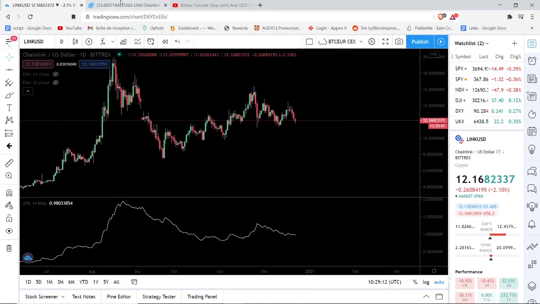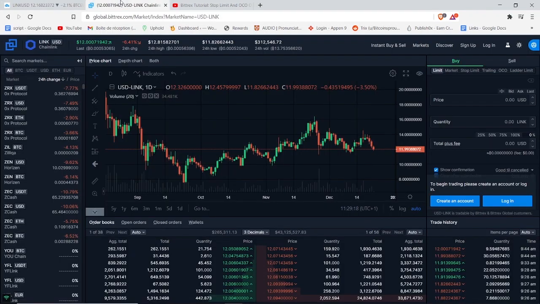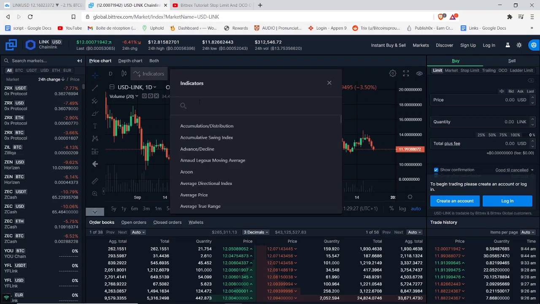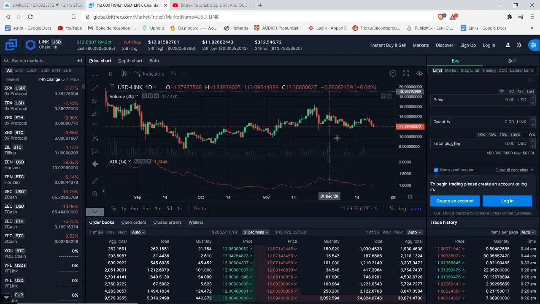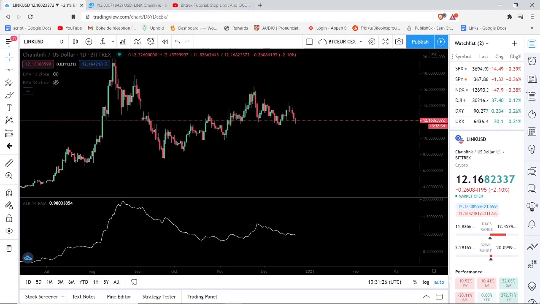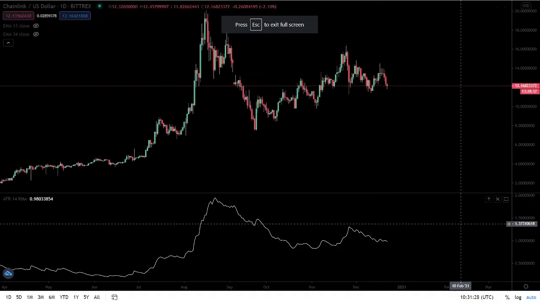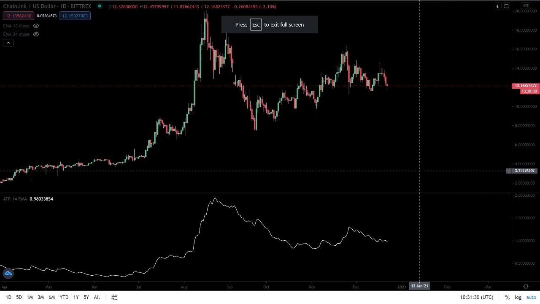If you are using another trading software or you are using a chart on an exchange, you can find the ATR under the indicator tab. Just click on it and search for ATR and then choose ATR, and it should appear also at the bottom of your chart. Let's get back to our chart so we can see how we can use the ATR.